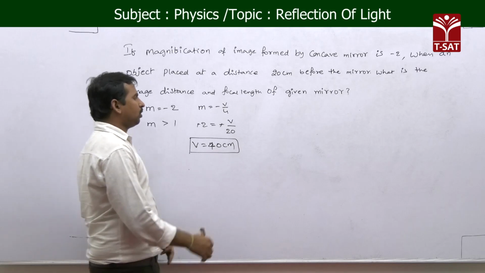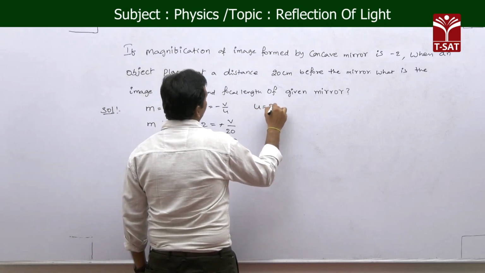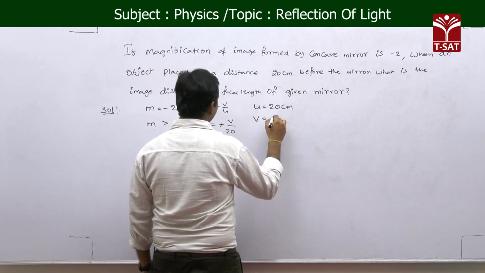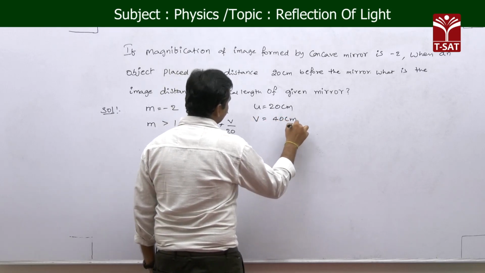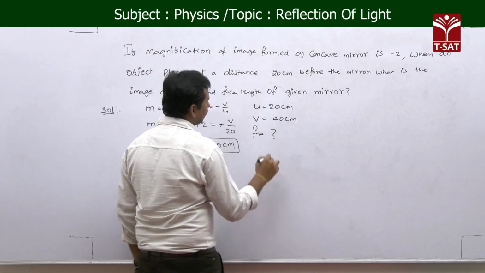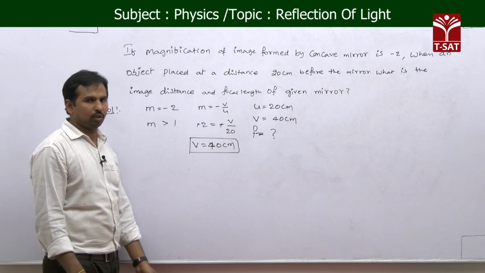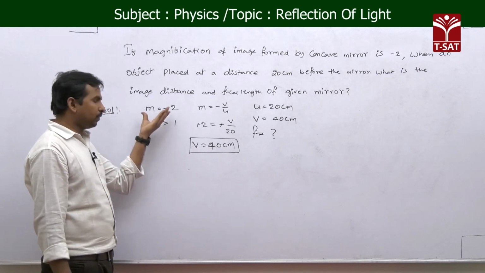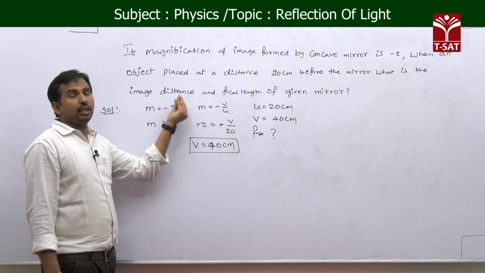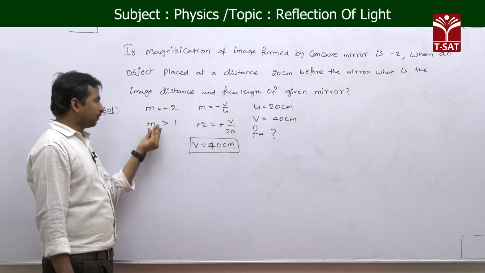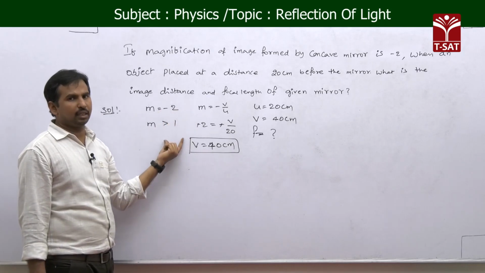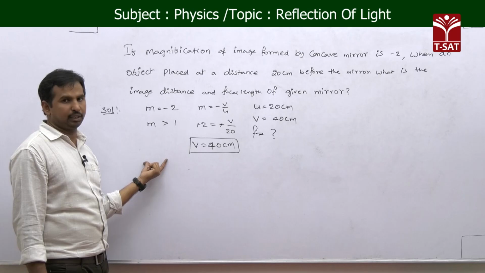Means finally we got the object distance equal to 20 centimeters, whereas the image distance we got is 40 centimeters. And what we need is the focal length of the given mirror, the f value. So make sure that when the magnification is given, you check whether it is inverted or not, and in this case, as it is 2, greater than 1, it is an enlarged image.